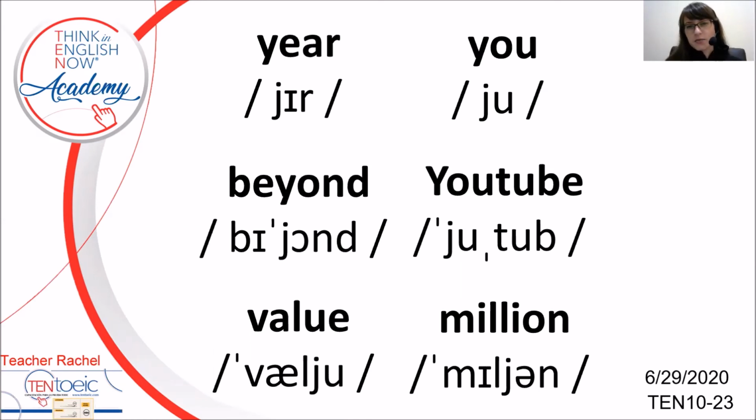Beyond. This is when something is past its limits. So here's your limits. I go beyond. So you go past. It could also be something that we understand. So English is beyond my understanding. So it means you can't get it. You can't understand. It's past, beyond.